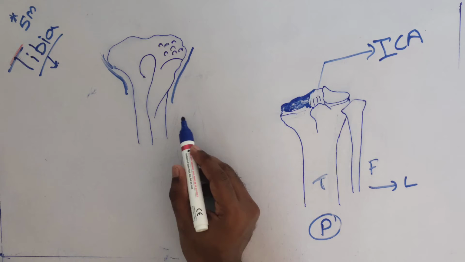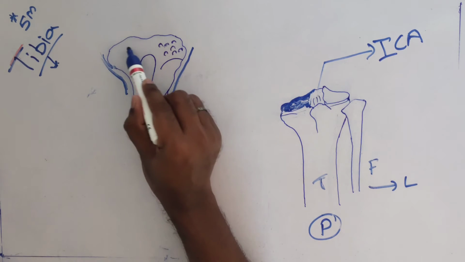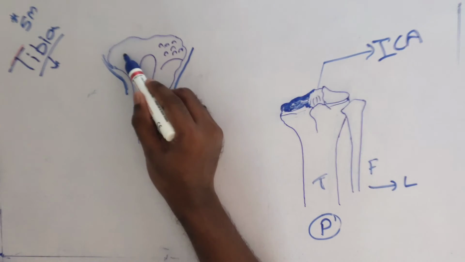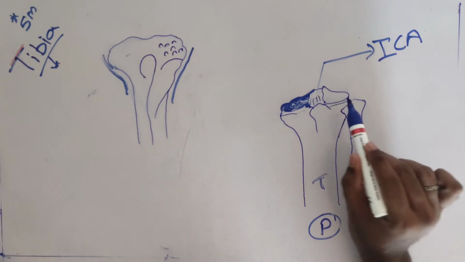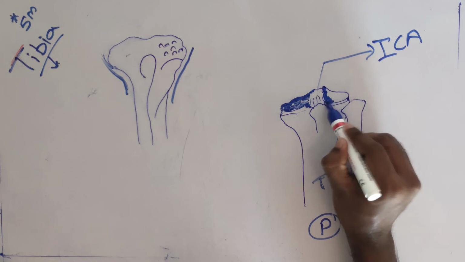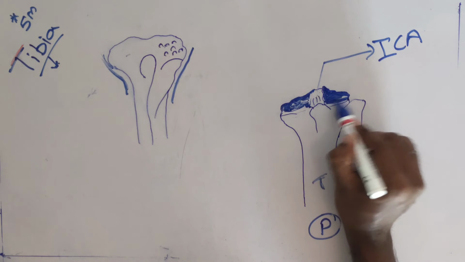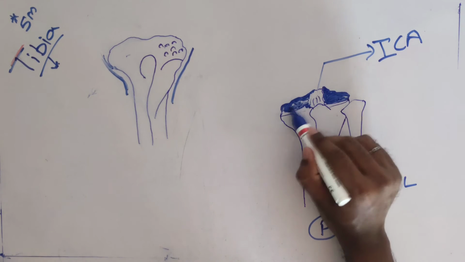Next, the superior surface. This is the superior surface of the lateral condyle. It articulates; we will see clearly on the posterior surface. This is the superior surface of the lateral condyle. I will draw this with blue ink. This is the superior surface. This articulates with the lateral condyle of the femur, the same as that of the medial condyle.